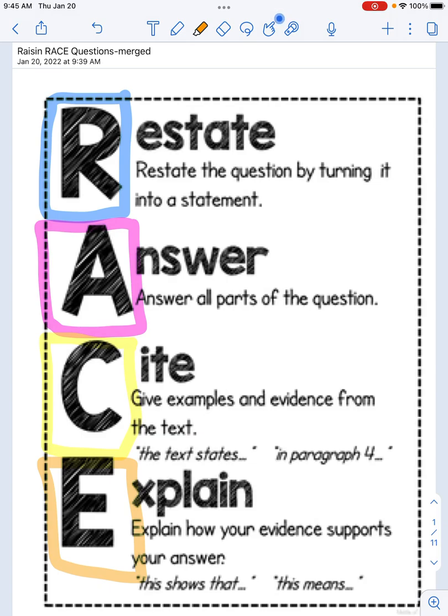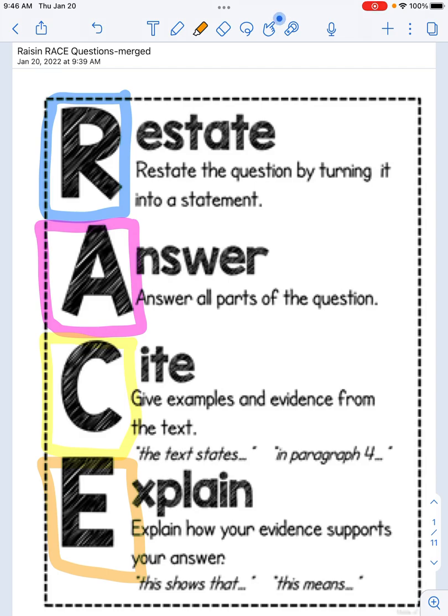Now C is probably the most challenging. It's the newest for us, and it's cite. C-I-T-E, cite text evidence. When you're citing text evidence, that means you are going back to your story and you are going to find one sentence or maybe two that are proof or that prove your answer. When you do part A, that should be in your own words, not the words from the text. C is when you find a sentence that proves your answer from the story.